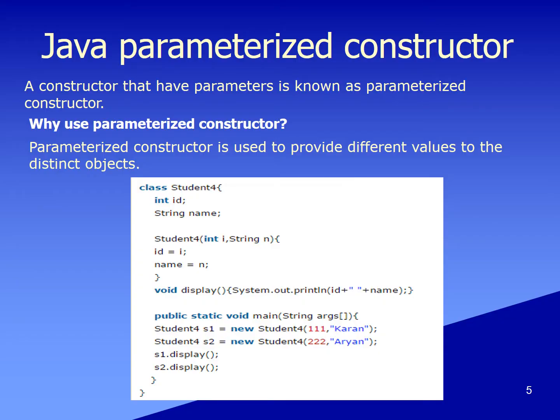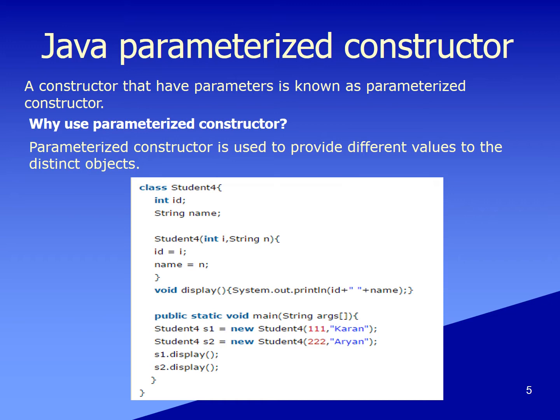After that we will come to the Java parameterized constructor. A constructor that has parameters is known as a parameterized constructor. Look at this one, the Java parameterized constructor. That means the constructor which has a parameter. Parameter means we have to pass something into the constructor.